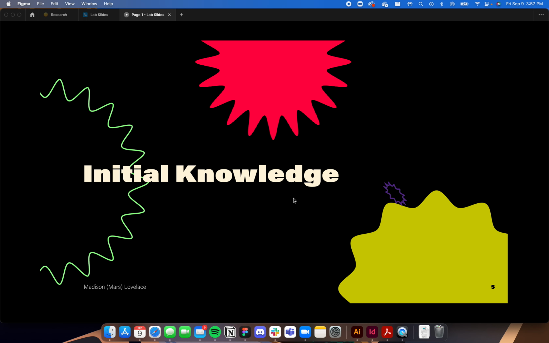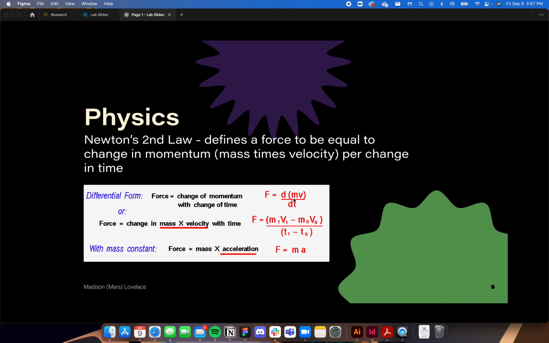So this is the initial knowledge that I came in to the lab with. Starting with Newton's second law, which defines a force equal to the change in momentum, which is mass times velocity per change in time. So if that velocity is constant, the mass will be the only constant acting on it, which means that Fnet will be 0.